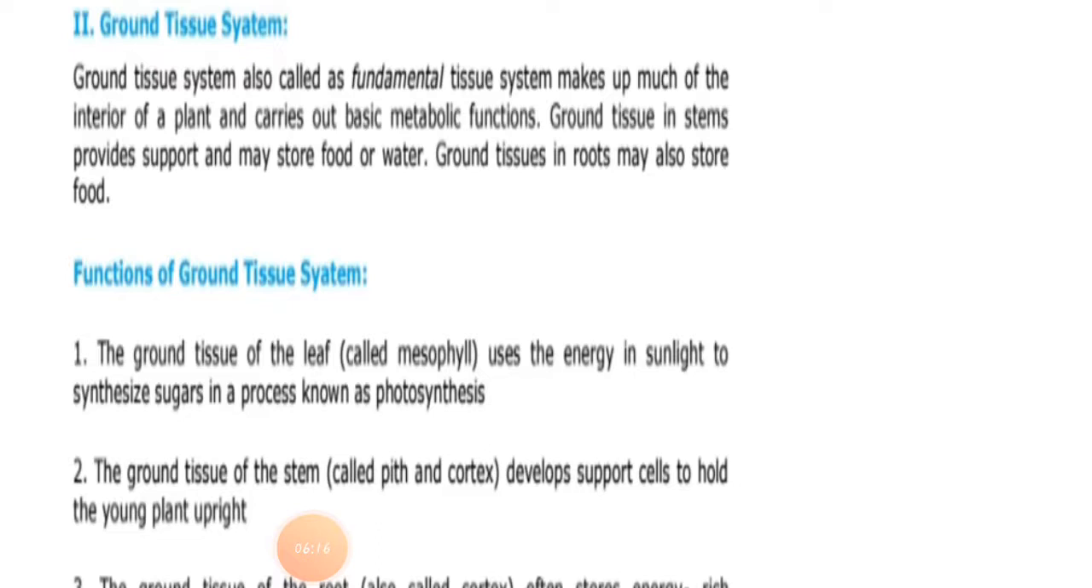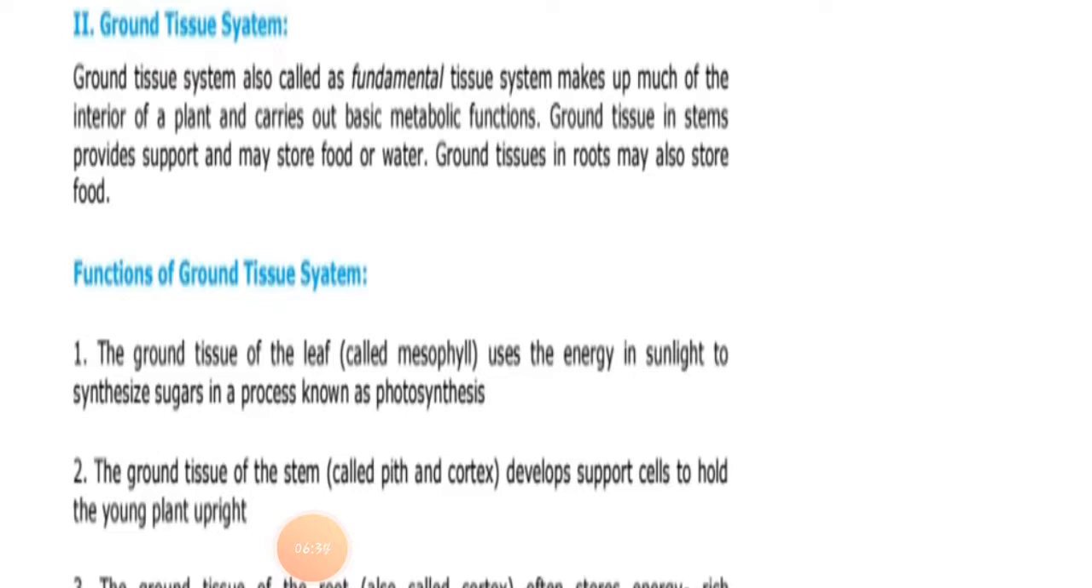So far as the ground tissue system is concerned, it is formed from ground meristem or partially from procambium, and it forms the interior of the plant organs with the exclusion of epidermal and vascular tissue. It consists of simple permanent tissues like parenchyma, collenchyma, sclerenchyma. The ground tissue system of leaves is called mesophyll.